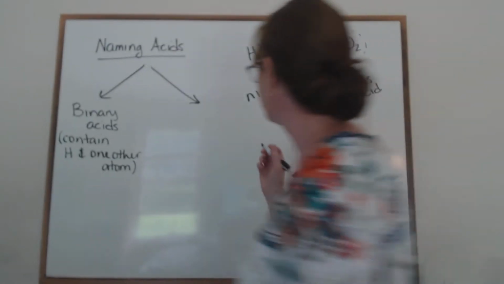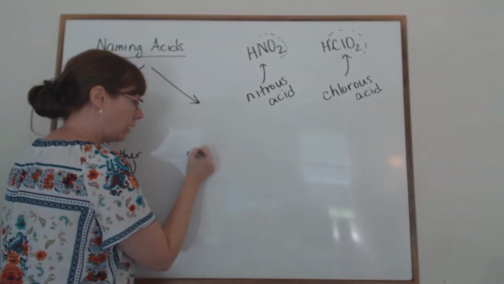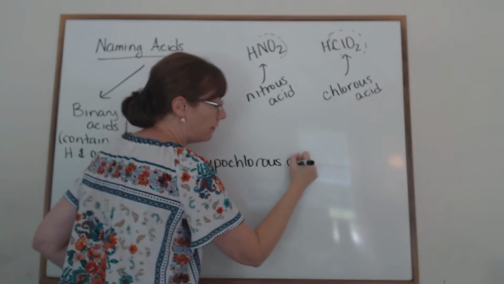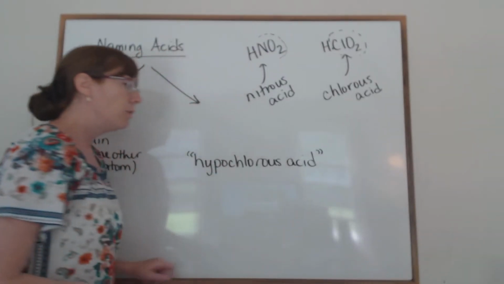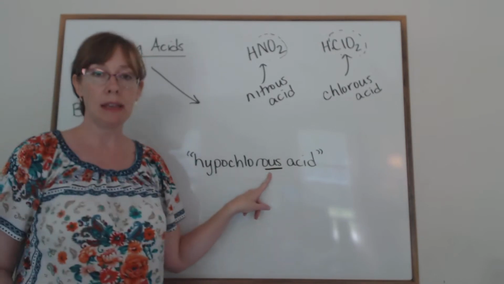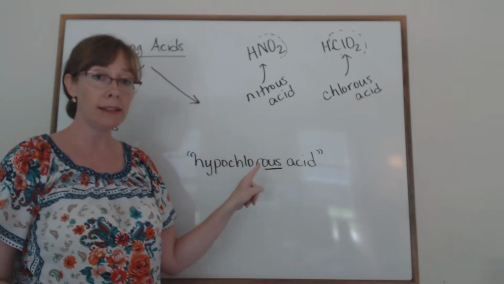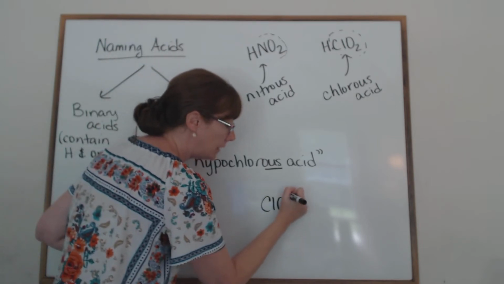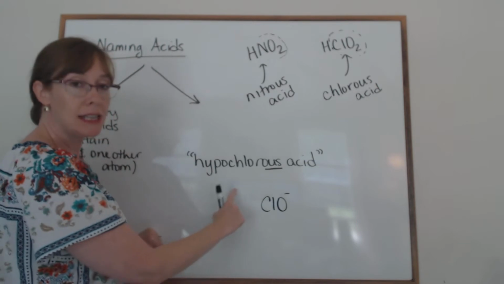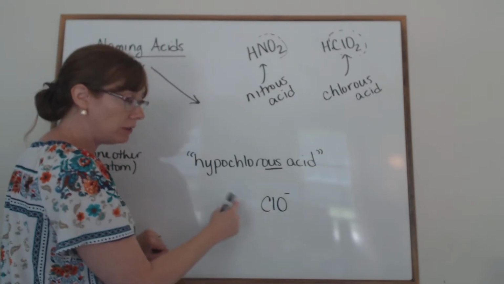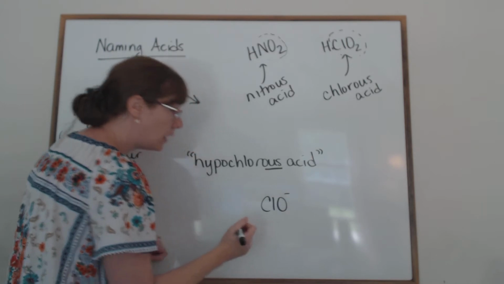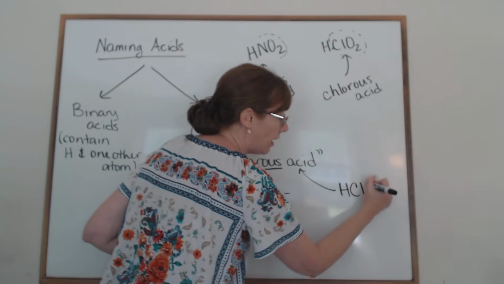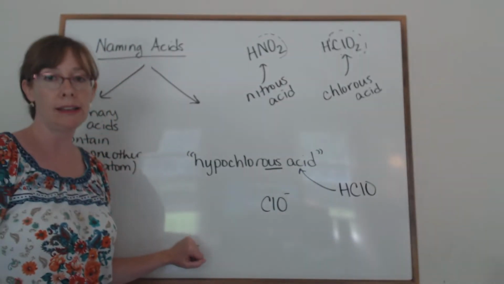How about hypochlorous acid? Could you get the formula for that? Well, you can see the "-ous", so that means this contains the hypochlorite ion. Hypochlorite was ClO minus, so the acid must contain this. You would have one hydrogen for every charge, and so the formula for the acid is HClO, and that would be hypochlorous acid.